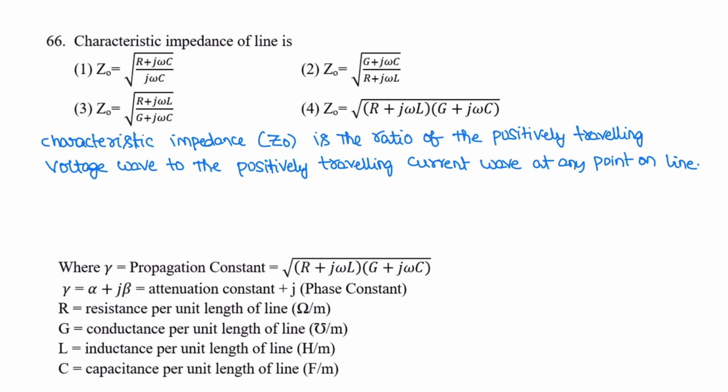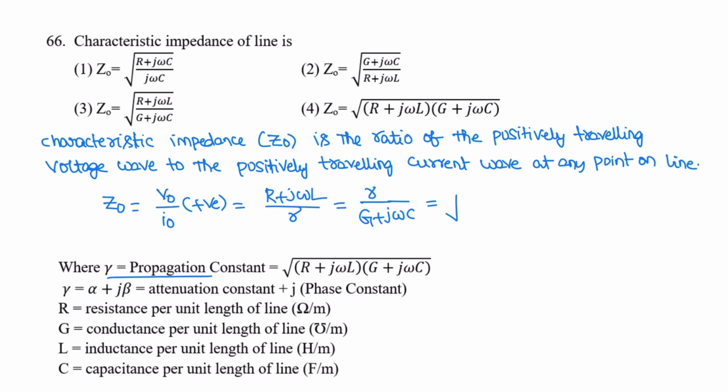Next, the characteristic impedance of a line is. The characteristic impedance Z naught is the ratio of the positively traveling voltage wave to the positively traveling current wave at any point on the line. Z naught is given as V naught by I naught, that is equal to (R plus j omega L) by gamma, where gamma is the propagation constant. So it is given as the square root of (R plus j omega L) by (G plus j omega C), or it can also be written as gamma by (G plus j omega C).